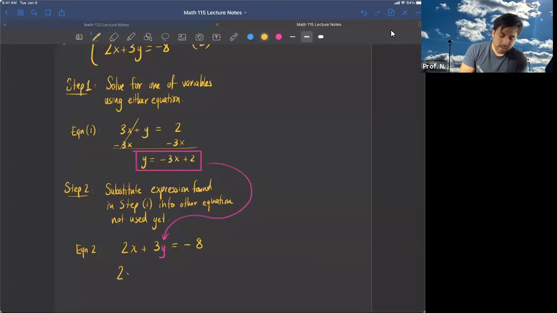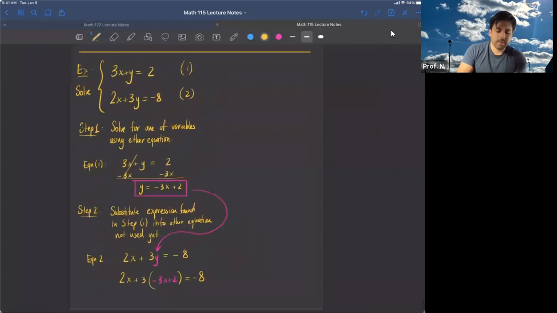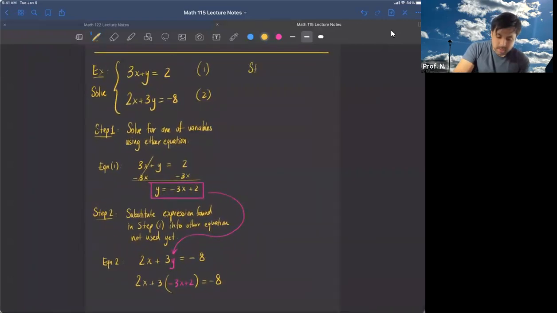So this will be 2x plus 3 multiplied by negative 3x plus 2 equals negative 8. And what's so nice about this is that now I have an equation with only one variable in it. That's the whole point behind this substitution process. It's the whole point of it. So step 3 now, solve for x.